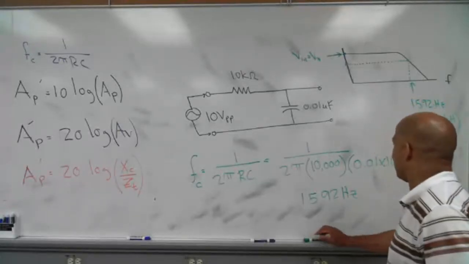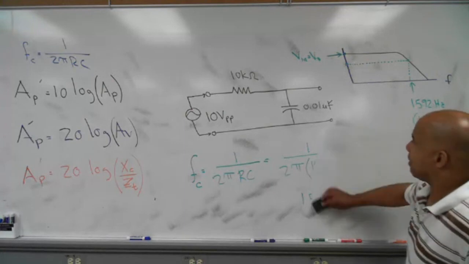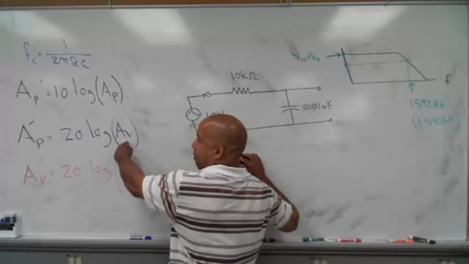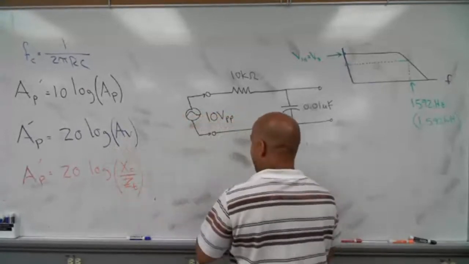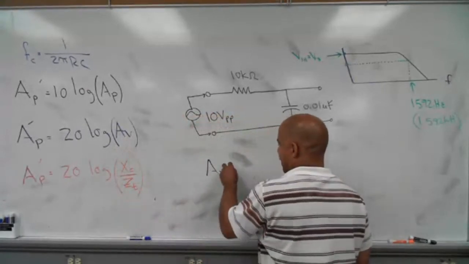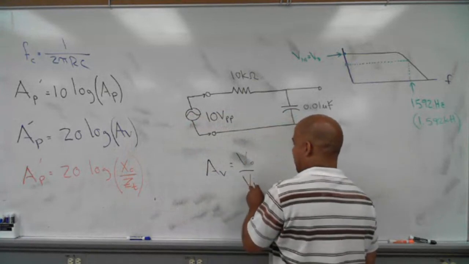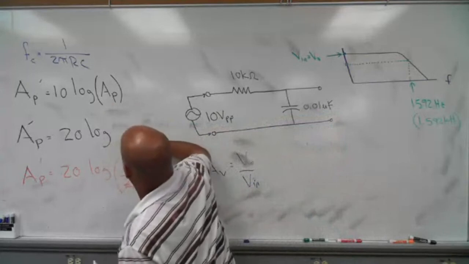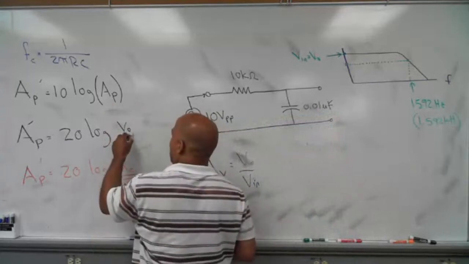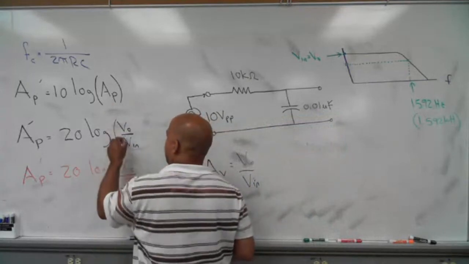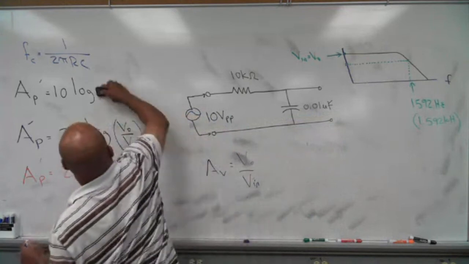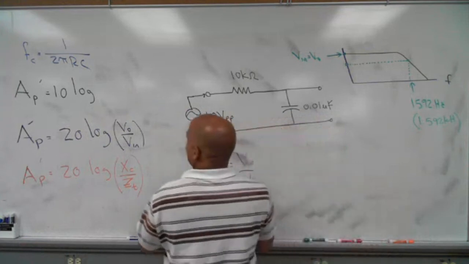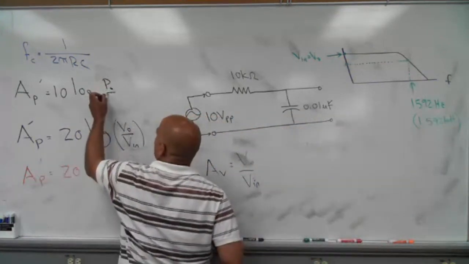Excellent. Here's what he's saying. Now, this might help if I do this. Remember this right here? That right there, AV, is V out over V in. So if you think about it like that, that might be better to write these. This is really V out over V in. And this one is P out over P in.